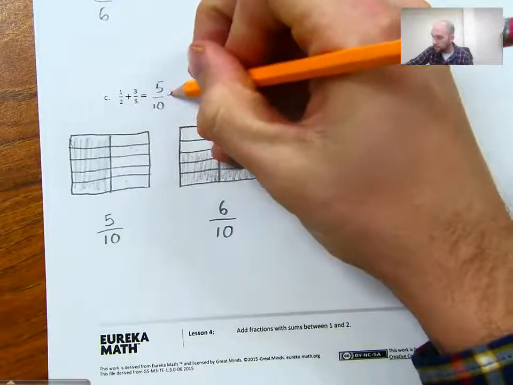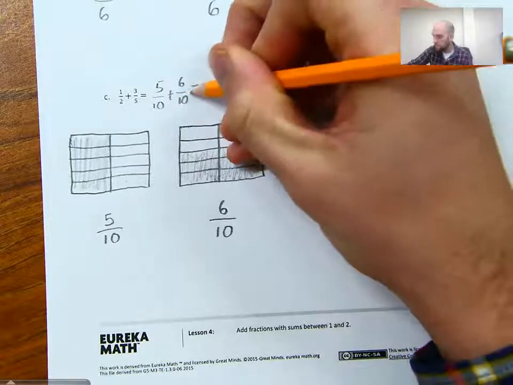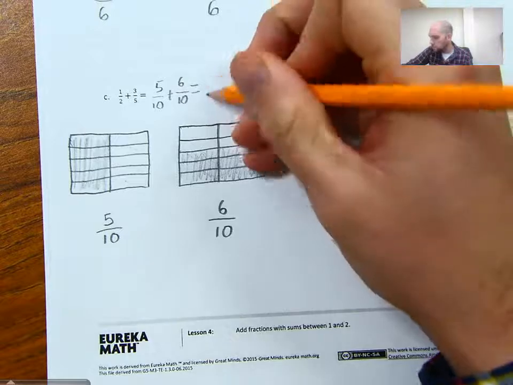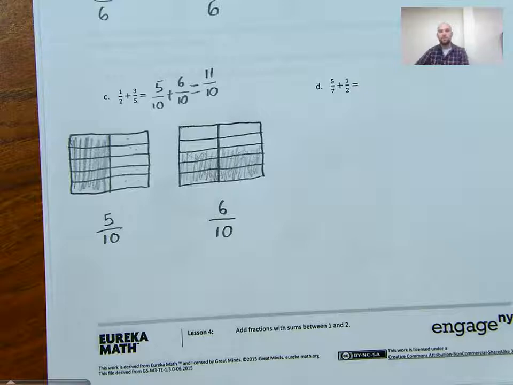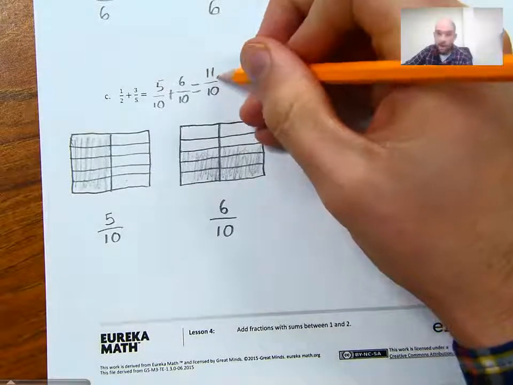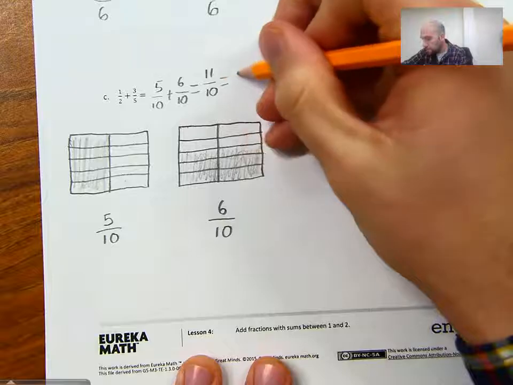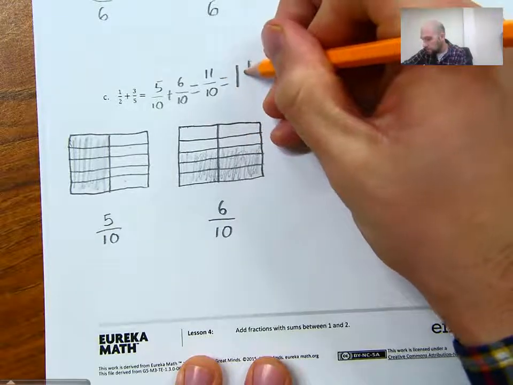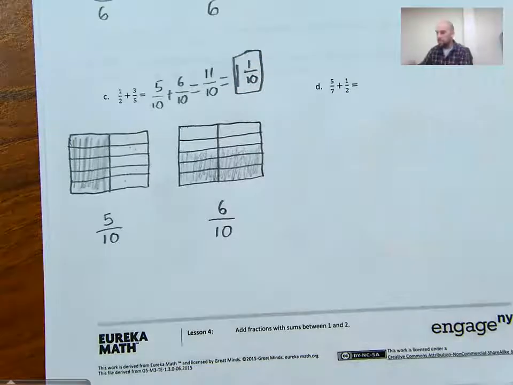5/10 plus 6/10 equals 11/10. Well, we have 11/10. We can take 10 from 11. We'll have 1/10 left over. We can split it into 10/10 and 1/10. 10/10 is a whole and 1/10 is a fraction. 1 whole and 1/10. And that is our mixed number.